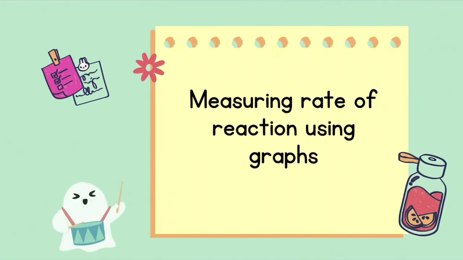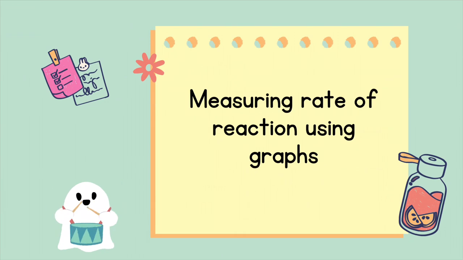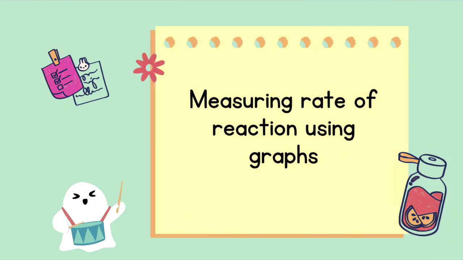Next, we will move on to the next part of the video, which is how we use graphs to find the rate of reaction. Measuring the rate of reaction using a graph is simpler than it sounds. If we see a graph of concentration against time, we can use the gradient to get the rate of reaction.